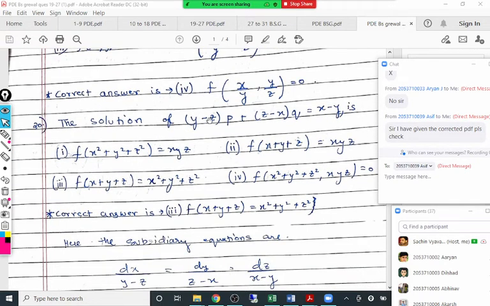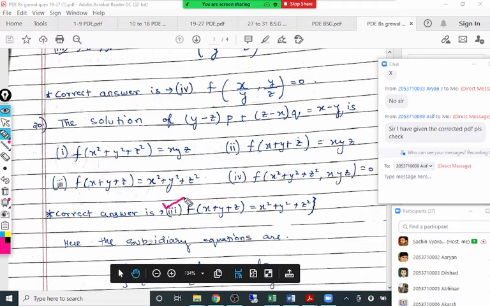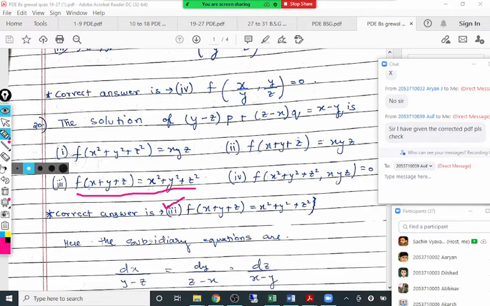20th. This is again Pp plus Qq equal to R. Again the Lagrange's PDE, and Asif has again given the correct answer, that is the third. This is the answer that is given. Now see the form, see the difference now.